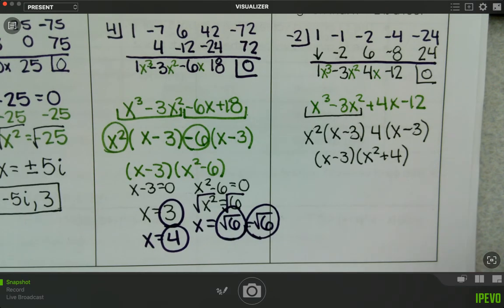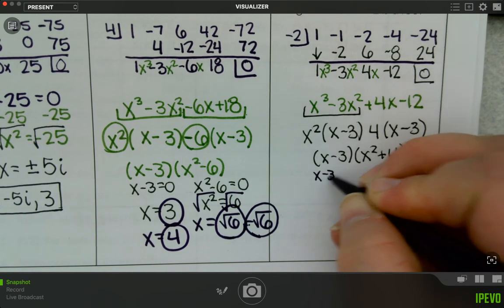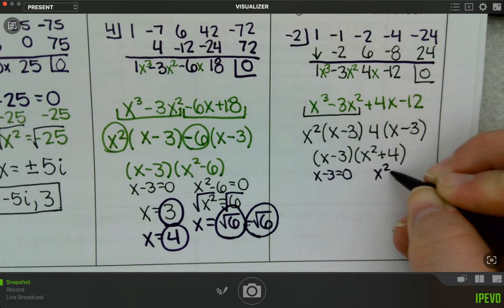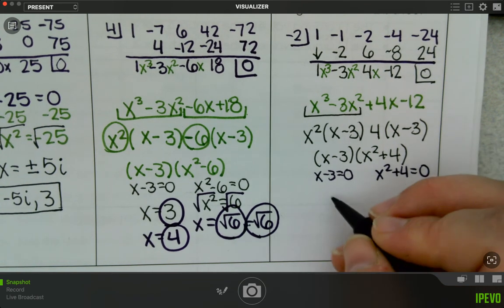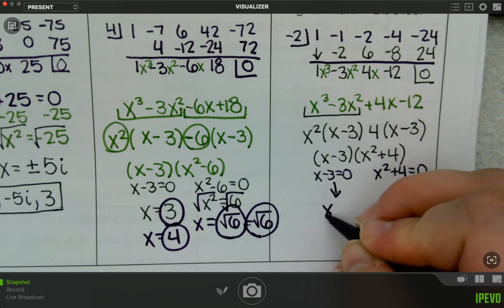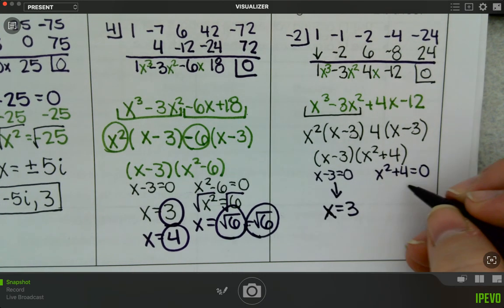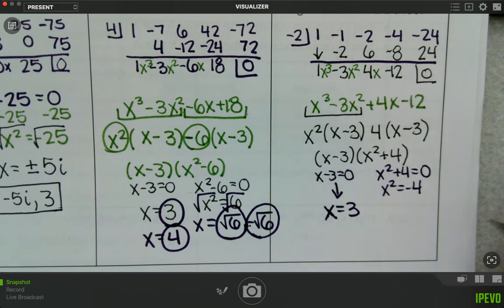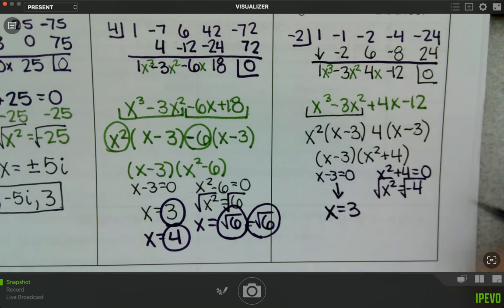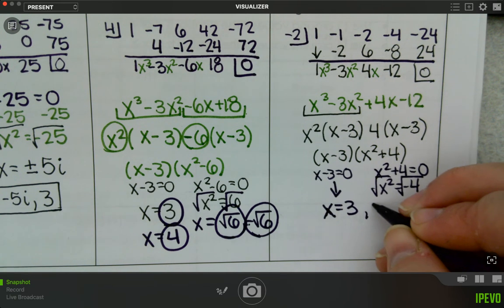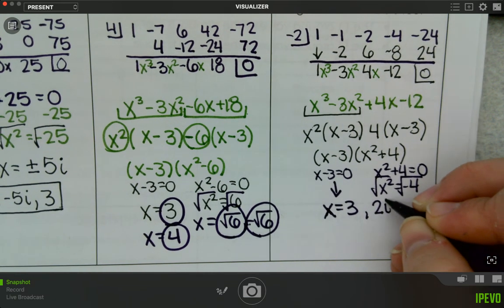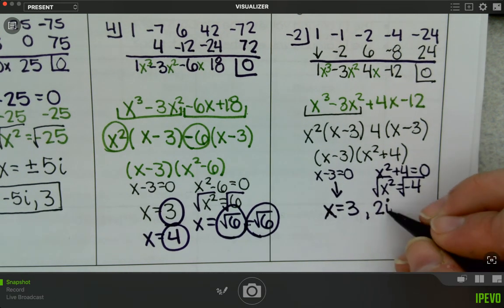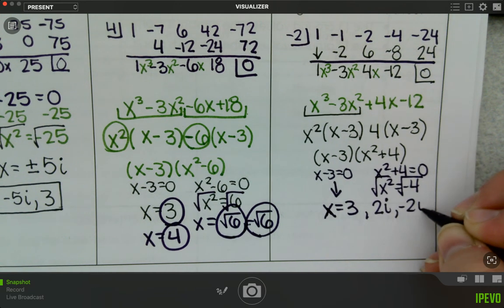And then I'm going to set both of these equal to 0. Over here, I'm just going to get x equals 3. Again, this one was already on the other side. And over here, I'm going to subtract that 4. So x squared equals -4. And I'm going to do the square root. But when I do the square root of -4, I need an i. The square root of 4 happens to be 2. I just need to put an i with it. And don't forget that every time you do that, you also need -2i.